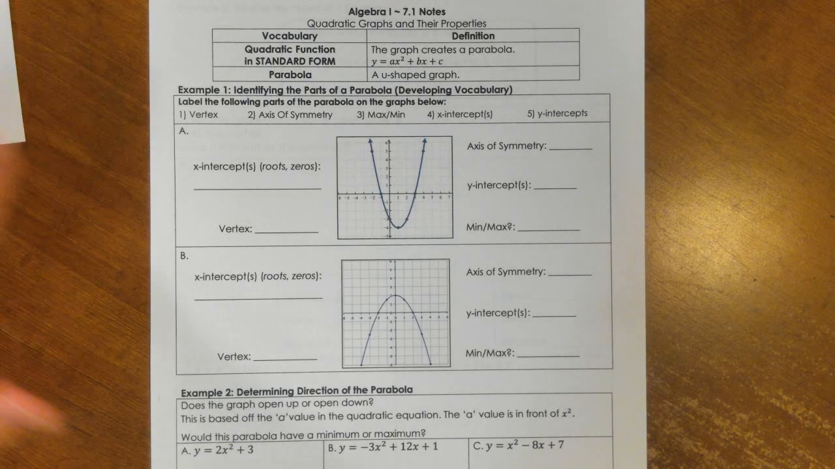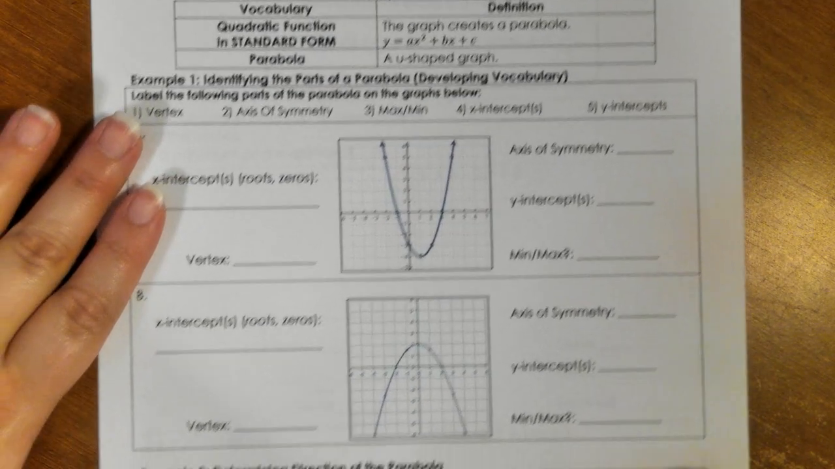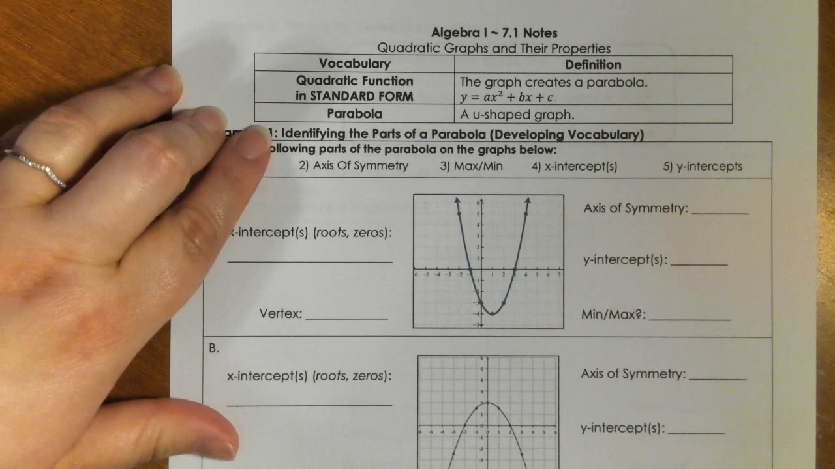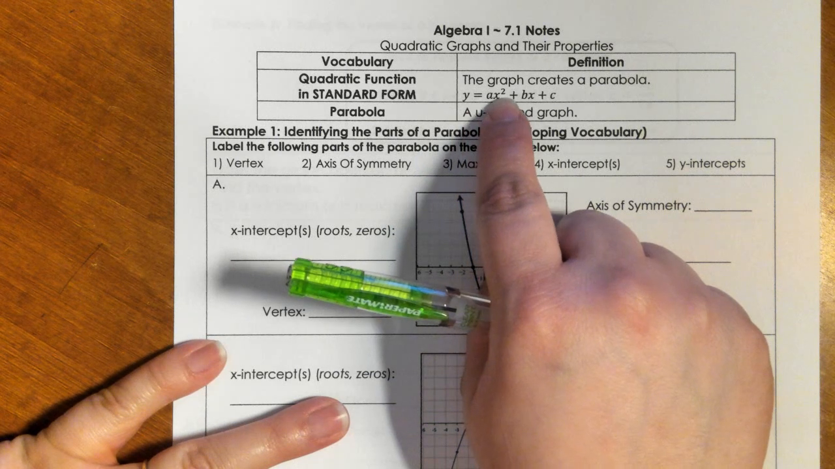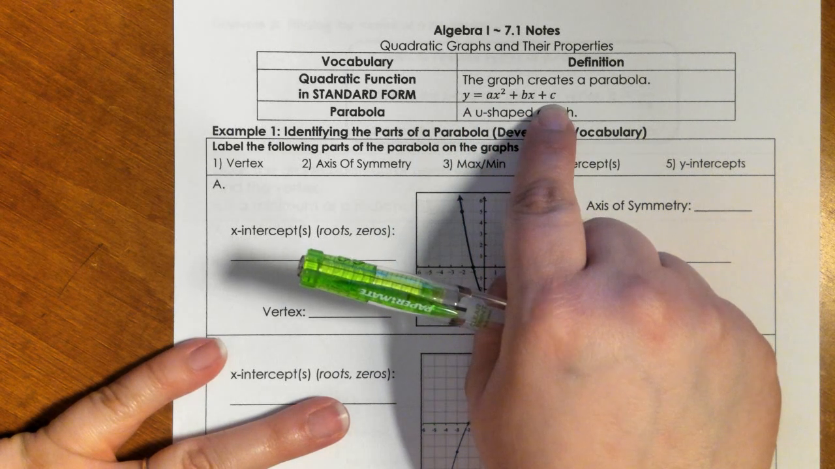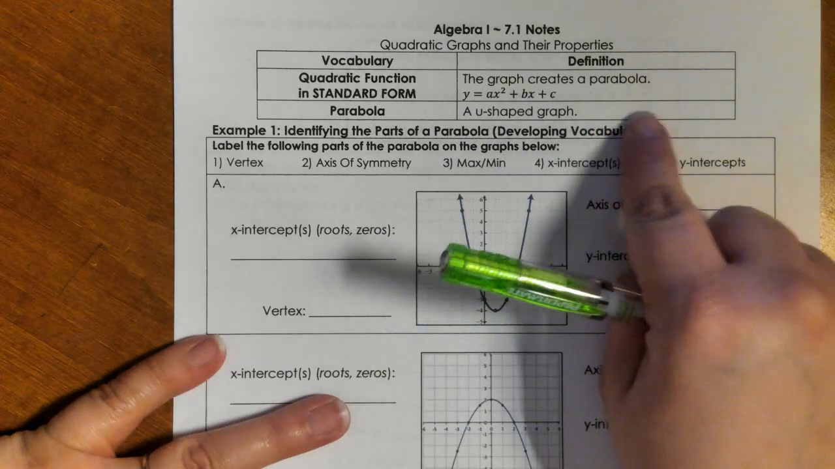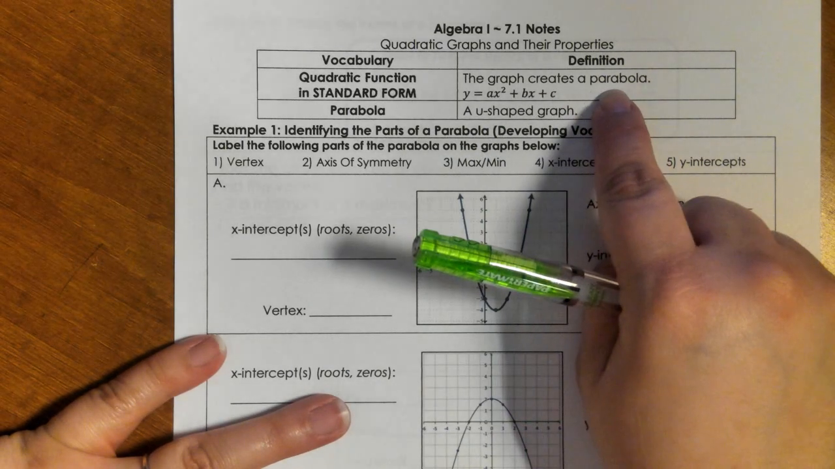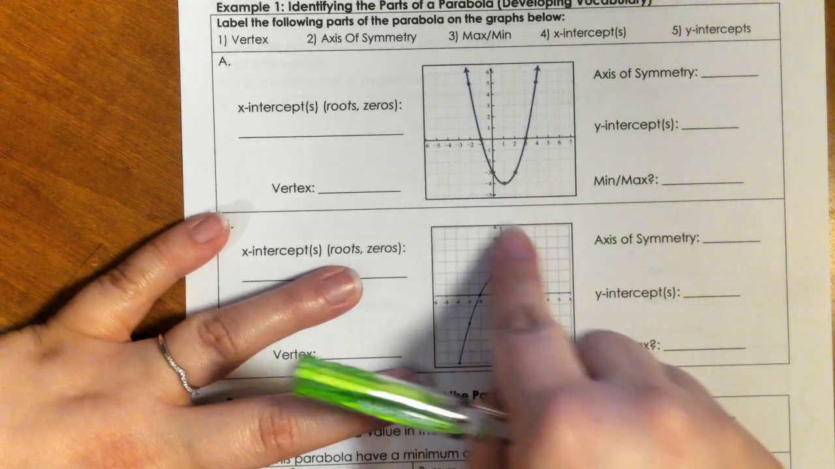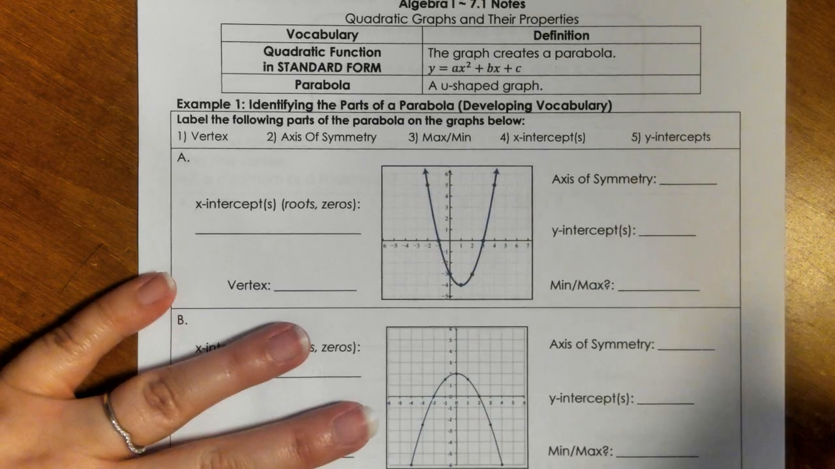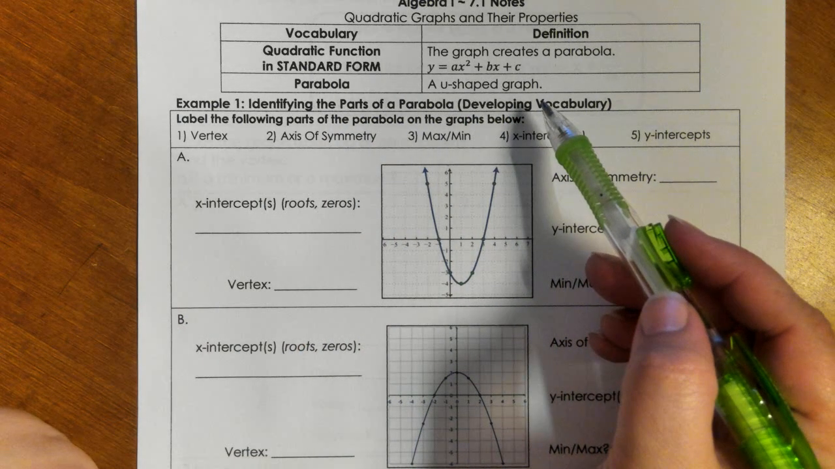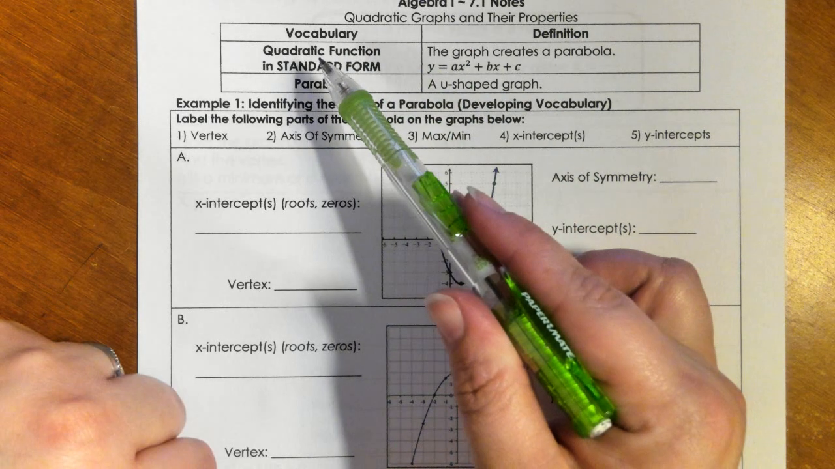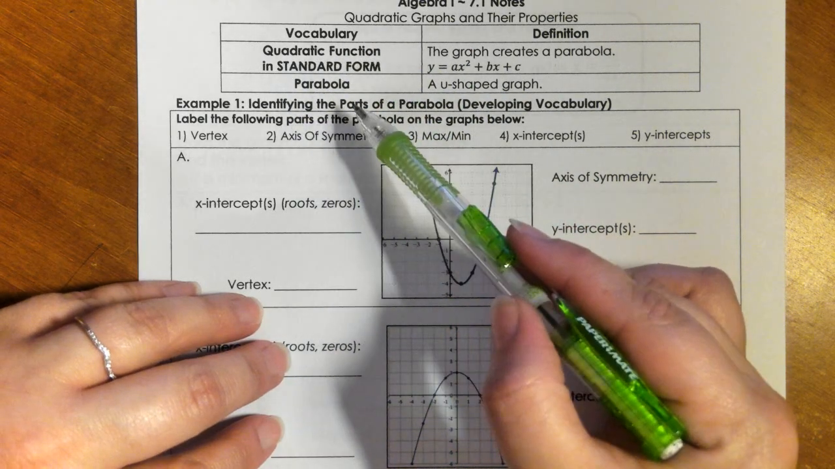Okay, so first, let's talk about the vocabulary here. It says a quadratic function in standard form. This formula right here, y equals ax squared plus bx plus c, is pretty important. We will refer to this quite a bit. It also creates a parabola. So a parabola are these U-shaped graphs. You might have seen them maybe in 8th grade, but again, a parabola is a U-shaped graph. The other word we use for that is quadratic. So a quadratic function creates a parabola.